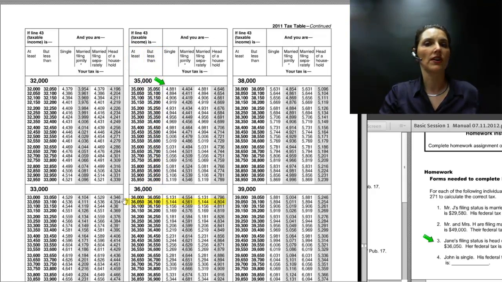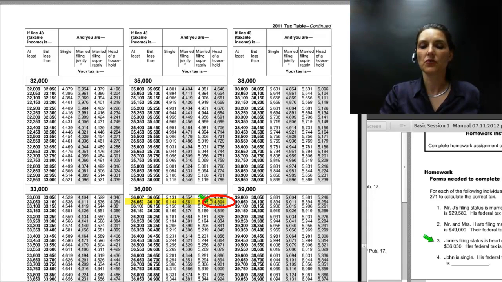Moving on to number 4. John is single. His federal taxable income is $1,500. His federal tax is, and to answer that, we simply move up till we get to $1,500. Here's $1,500 right here. His filing status is single, and the correct answer is $151.